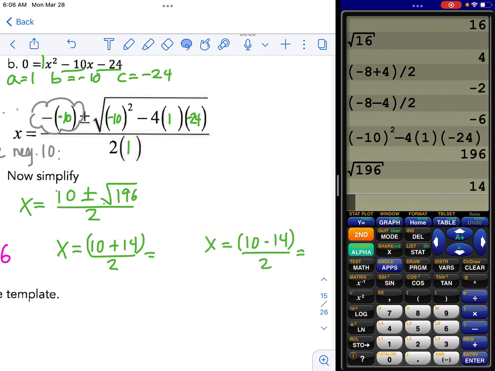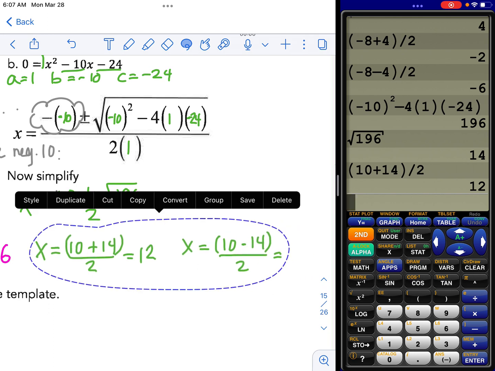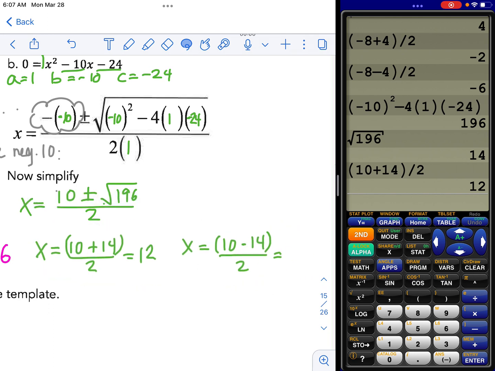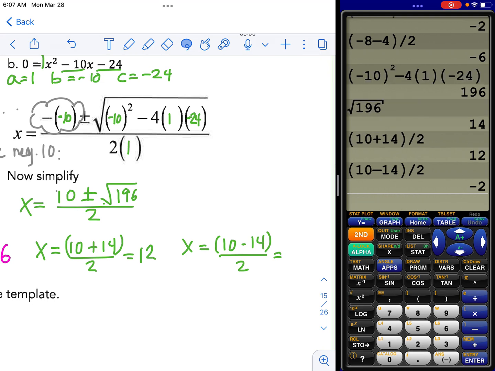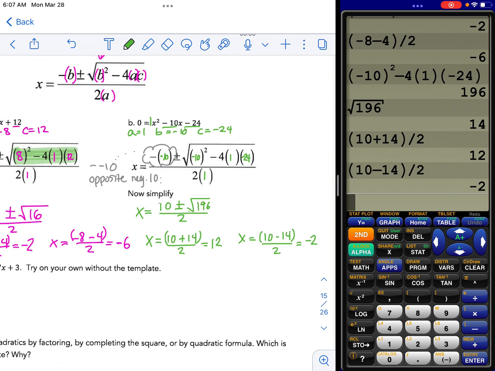And looks like I need to scooch this over just a little bit. Okay, there we go. So 10 plus 14, I know it's 24. 24 divided by 2 is 12, right? Remember, we've worked this question a couple times before. I'm going to scoot this whole thing over a little bit. And then 10 minus 14, that's -4, divided by 2 is -2. There are those two answers again, 12 and -2.